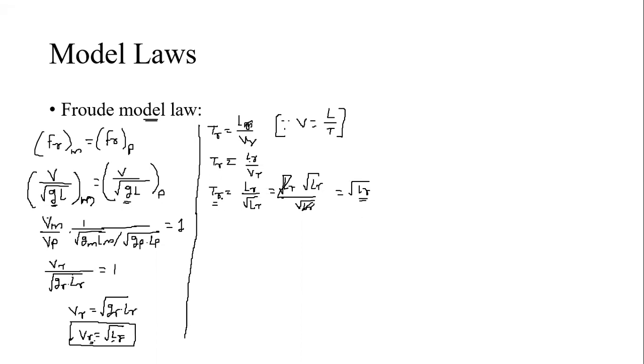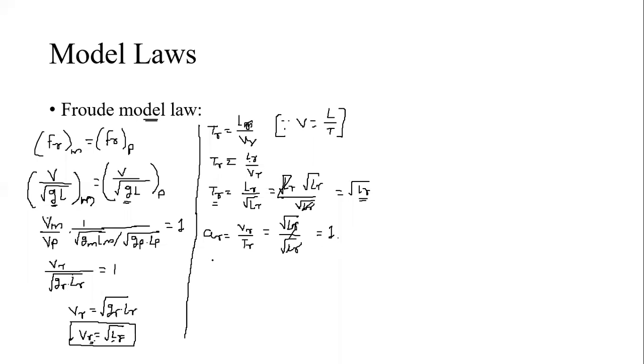Now, after the time scale ratio, we'll go for the acceleration scale ratio as Ar. Ar is Vr by Tr, the velocity scale ratio upon the time scale ratio. The velocity scale ratio we know is root of Lr, divided by the time scale ratio, again root of Lr. So it will be directly 1. It means if the model is designed based on the Froude model law, then the acceleration scale ratio will be 1 for that case.